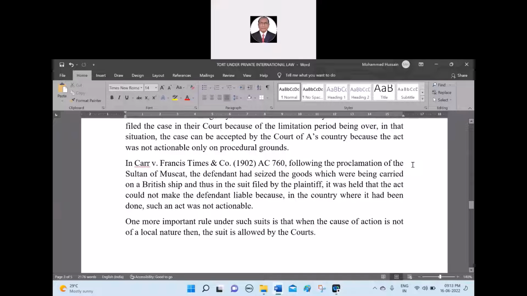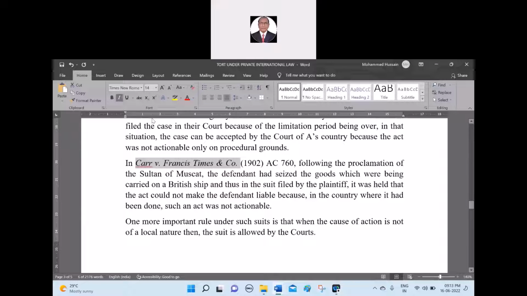In Carr versus Francis Times and Company, so this is not the right way, because all cases should be in italics. And "Company" is an abbreviation, a shortening form. So the first letter is a capital letter, the other letters are small, the O is a small letter, and it ends with a full stop and continues with a comma. And AC, Appeal Cases, generally it will be in volumes, and hence it is not a circular bracket, it should be a square bracket. You have to keep it, this is a square bracket. The square bracket, we have to keep it here.